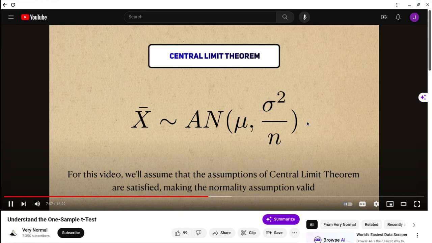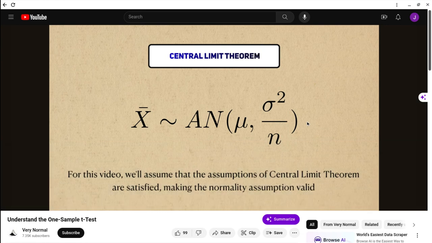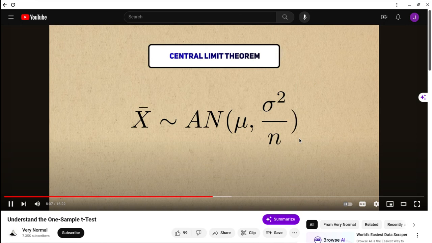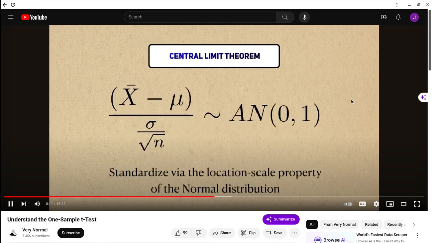For the purposes of this video, we'll assume that all the assumptions of the central limit theorem are valid. But if you need a refresher, you can refer back to the normal distribution video. Statisticians prefer to work with the standardized distribution instead.